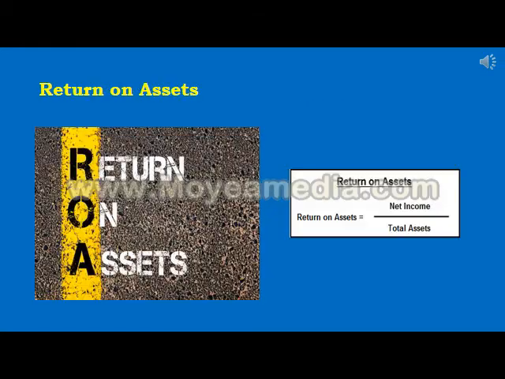What is return on assets? This is an indicator of how profitable a bank is relative to its total assets. ROA gives an idea as to how efficient management is at using its assets to generate earnings. By using the above 3 parameters, the RBI can assess the financial health of the commercial banks. And this is how the ROA is calculated. ROA is equal to net income divided by total assets.